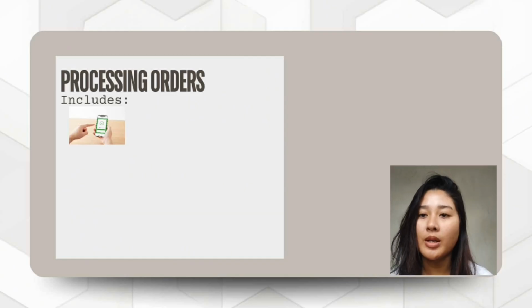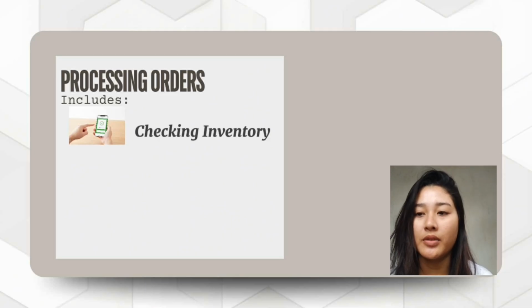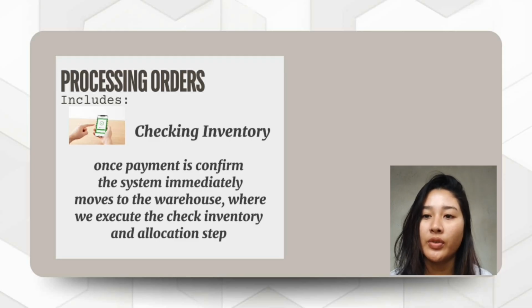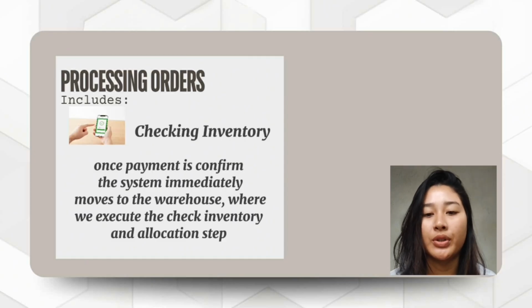Second, in processing orders, we have checking inventory. Once payment is confirmed, the system immediately moves to the warehouse where we execute the check inventory and allocating steps. Inventory allocation is crucial: a specific quantity of the product needed is reserved against that order ID. This prevents another customer or channel from accidentally selling the same unit, avoiding back orders.